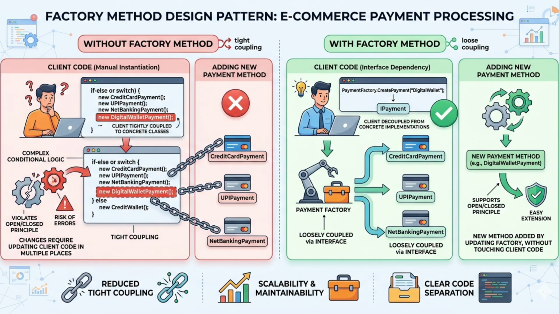Without the factory method pattern, the application would need to include multiple conditional statements throughout the code to determine which payment class to instantiate. This would lead to duplication, increased complexity, and difficulty in maintaining the system as new payment methods are introduced. By using the factory method pattern, the application can centralize the object creation logic in a single factory class. When the user selects a payment method, the system passes this information to the factory method, which returns the appropriate payment object. The rest of the application interacts with this object through a common interface, ensuring consistency and simplicity.